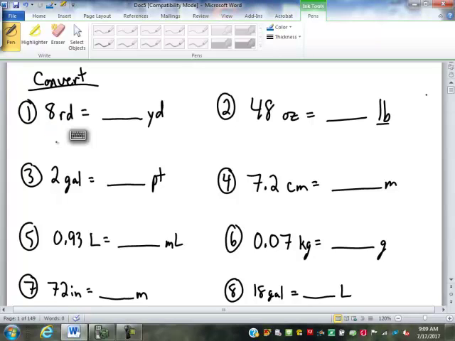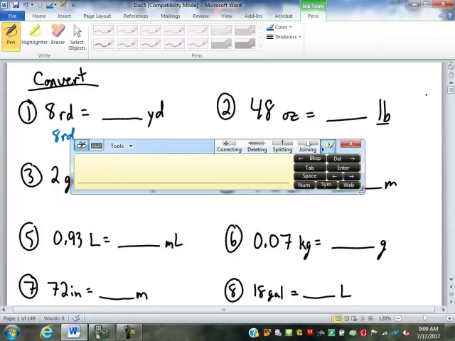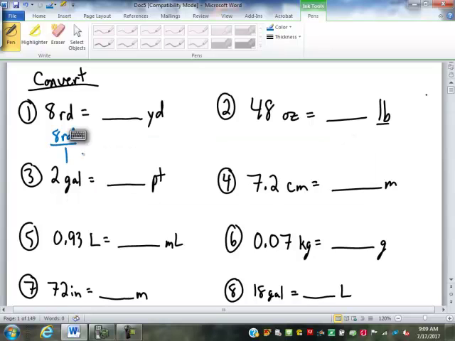So 8 rods, we're going to make it 8 rods over 1. And now, I don't really want an equal sign there. We're going to use a conversion factor. And in our conversion factor, we're going to use our rules of fractions. One of the rules of fractions is that we can cross cancel. So since I have rods here, and I'm getting rid of rods, I'm going to put rods here so that they'll cancel out.